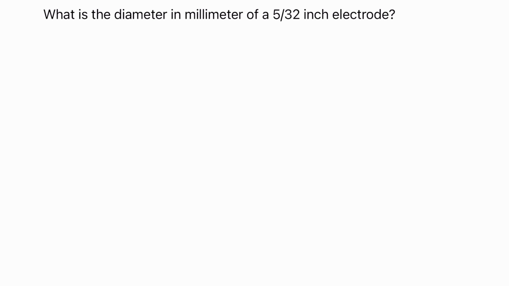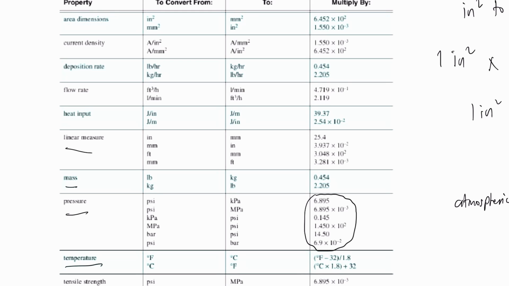How about the conversion of diameter in millimeters to inches? This is a common question in the CWI exam because it involves the electrode diameter. As you can see, you can also memorize the conversion here. For linear measure from inches to millimeters, you have the conversion factor of 25.4, meaning you will multiply the 25.4 value to the inch value to have it in millimeters. So 1 inch is equal to 25.4 millimeters, just like we showed earlier.